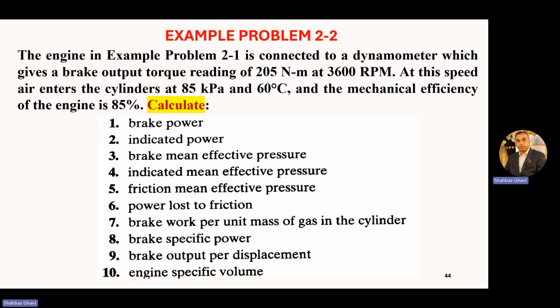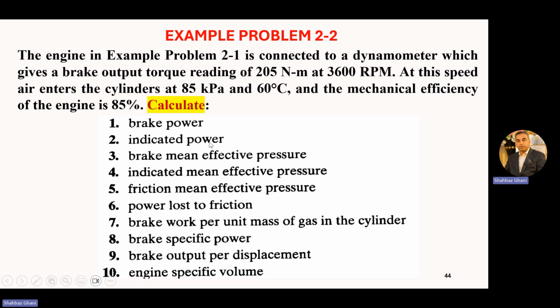Now coming back to example 2-2, the same engine is connected to a dynamometer which gives a brake output torque reading of 205 Newton meter. We have a range of 200 to 300 Newton meter, so it's in that range at 3600 RPM. At this speed, air enters the cylinder at 85 kilopascals and 60 degrees Celsius, and the mechanical efficiency of the engine is 85%. Now calculate all these 10 parameters.